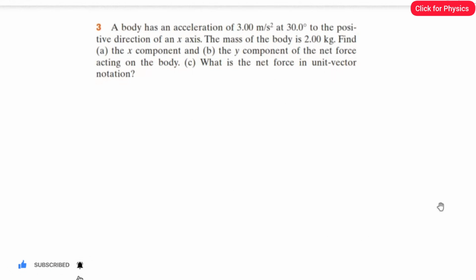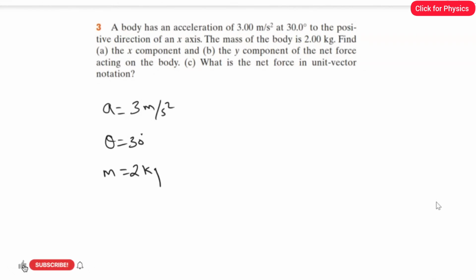So in this question, we have to answer 3 subdivisions. Let's answer one by one. Before that, let's write the given first, and by that we can answer the question separately, right? So what is given in the question? The acceleration of the body is a equal to 3 meters per second square, acting at an angle of 30 degrees, that means the theta value is 30 degrees, and the mass of the body is given as 2 kg.